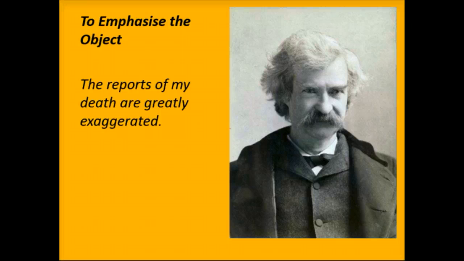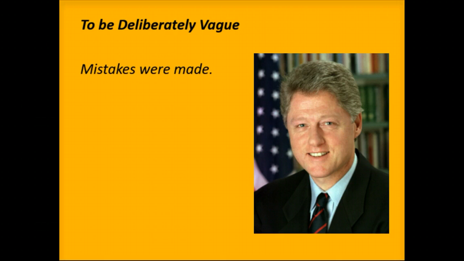So you use a passive sentence when you want to emphasize the object, but we can also use passive sentences when we want to be deliberately vague. We see this a lot in politics. Politicians, the slippery eels that they are, will use passive sentences when they want to be deliberately vague about a subject. For example, imagine that a politician's done something so bad it's in the news. You don't want to admit you've made the mistake, so you could say something like, "Mistakes were made."